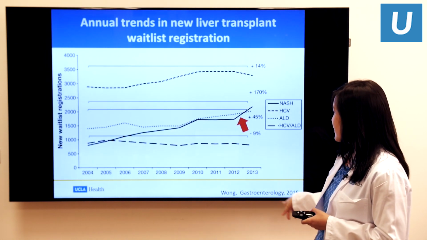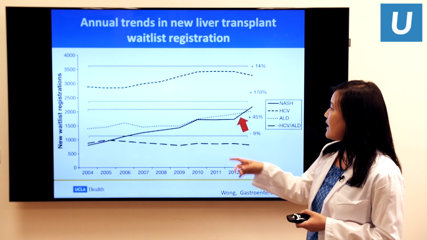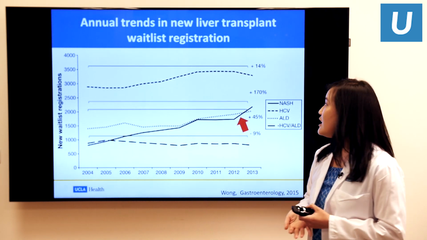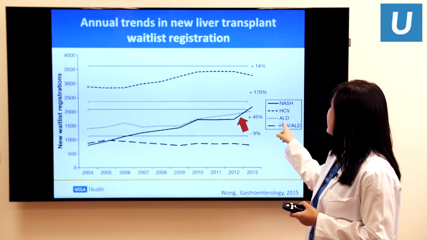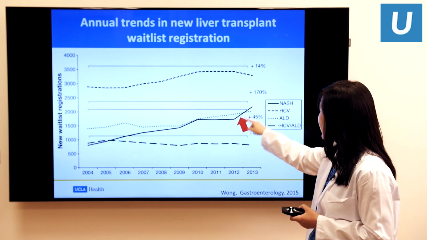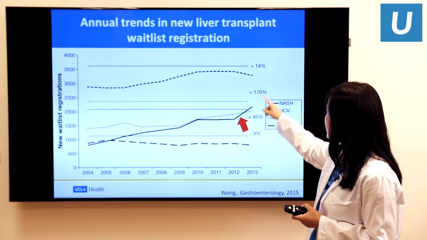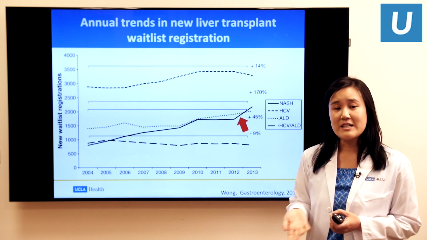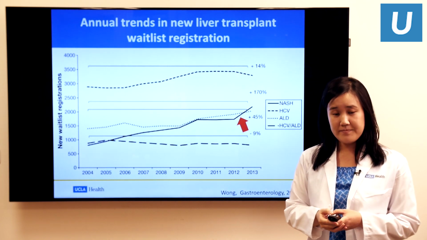Looking at more recent data from 2015, you can see the number of patients who are on the liver transplant waitlist. So you can see that fatty liver, in the solid line, had a sharp incline from 2011 to currently, and it's going to probably become the number 1 indication for a liver transplant.